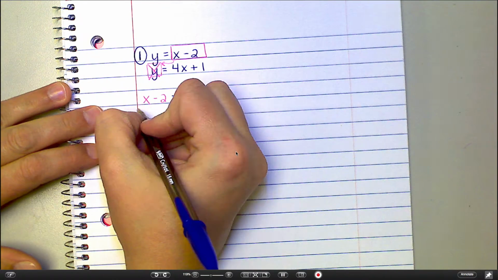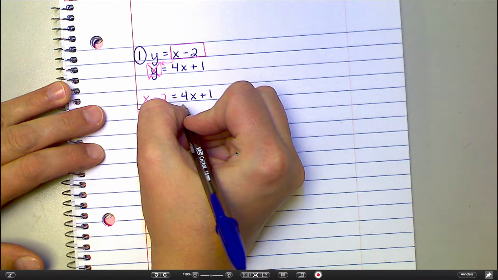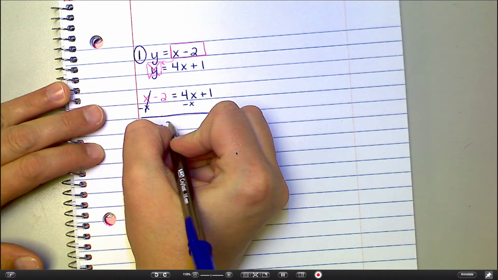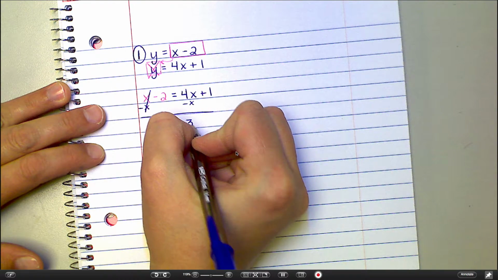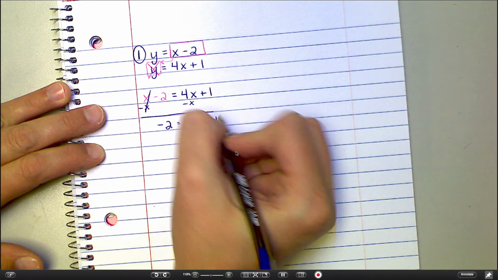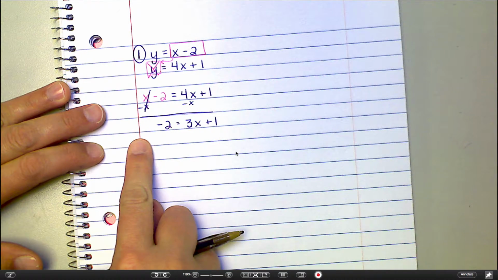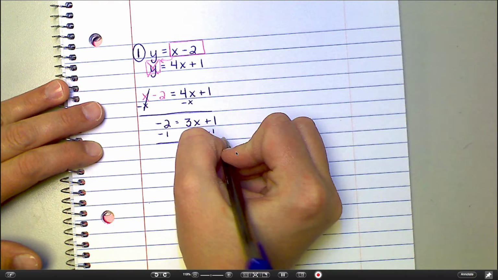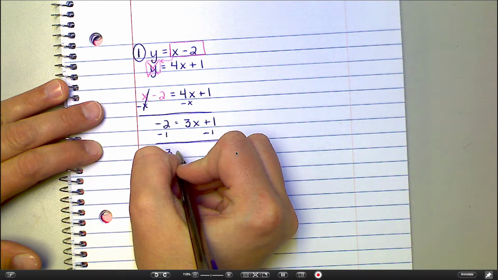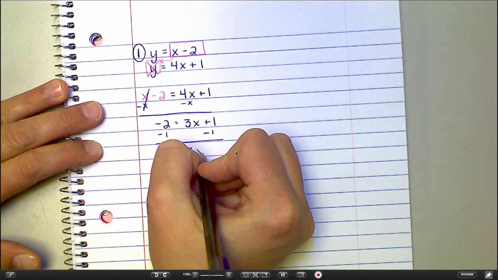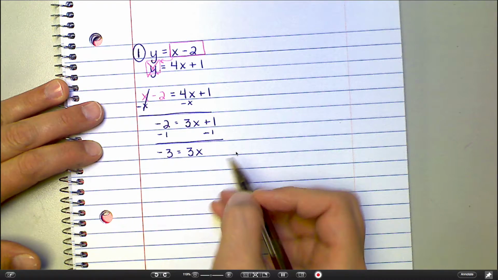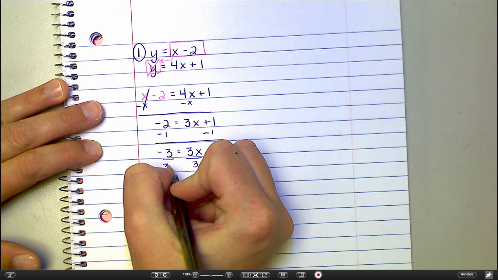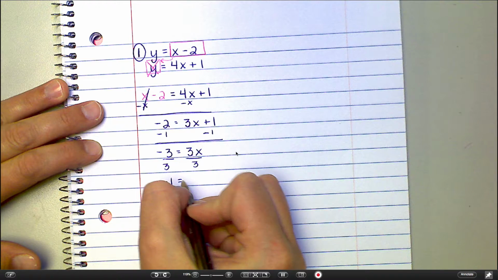So from here I would minus x and minus x. So I'm going to have negative 2 equals 3x plus 1. And then since my x's are over here, I need to get my numbers over here. So I'm going to minus 1, minus 1. I get negative 3 equals 3x. And then I need to get the x by itself, so to get rid of the 3, I'm going to divide. And I'm left with negative 1 equals x.